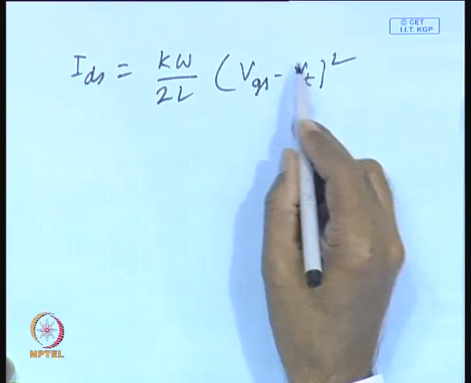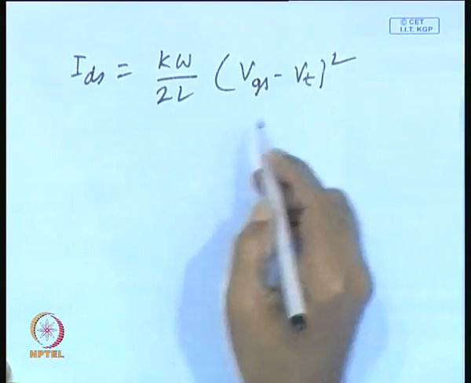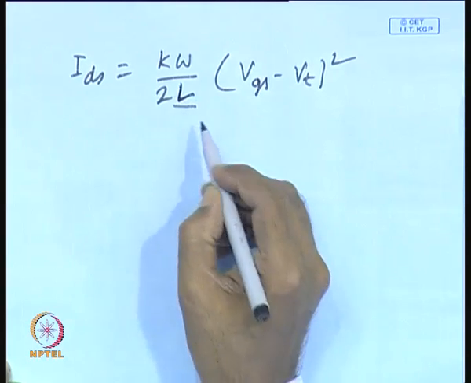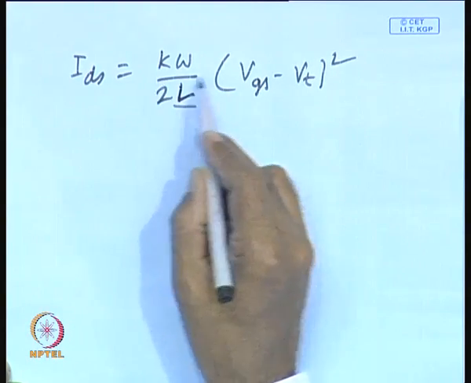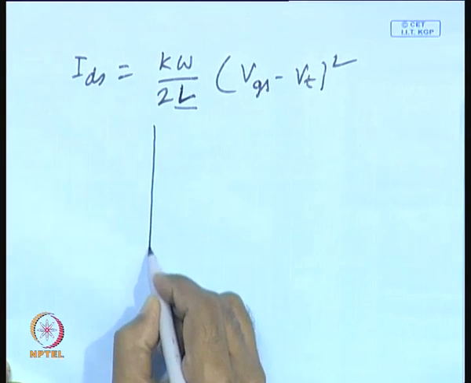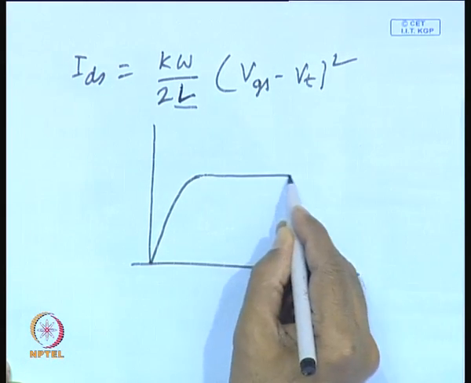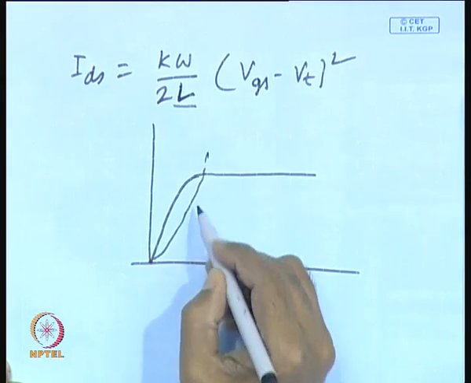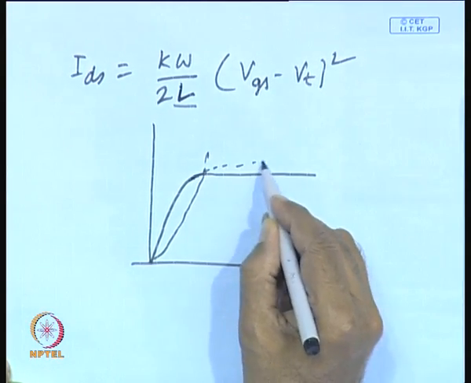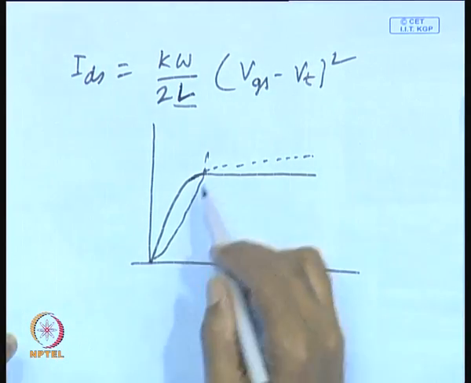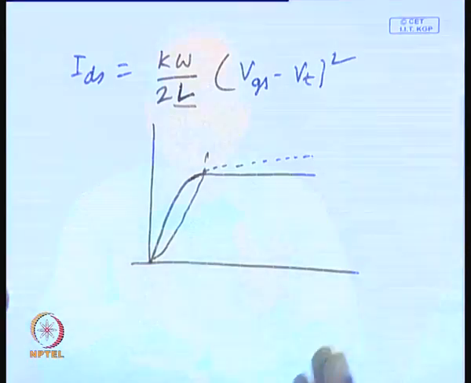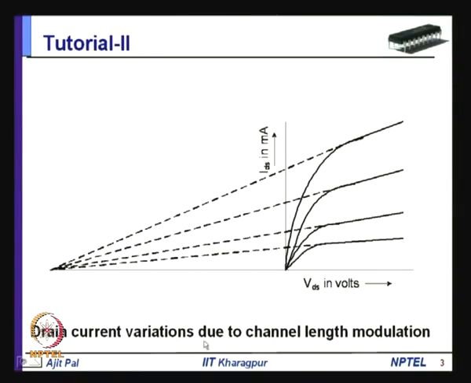So, in this case, as you can see, there is no term for drain voltage. However, the channel length changes, and since it reduces, the drain current does not remain constant. Ideally the drain current should have been constant after the saturation point is reached, but it does not remain so. It increases. This is the effect of channel length modulation, that means the drain current does not remain constant in the saturation region. As shown in this diagram, this is the variation of drain current due to channel length modulation.